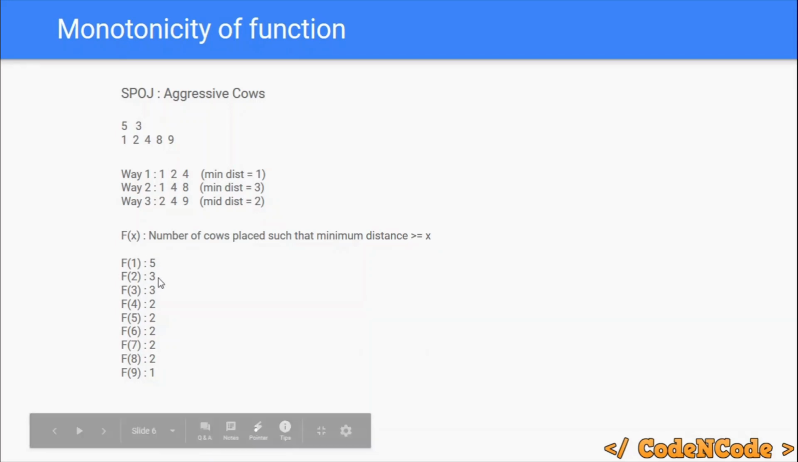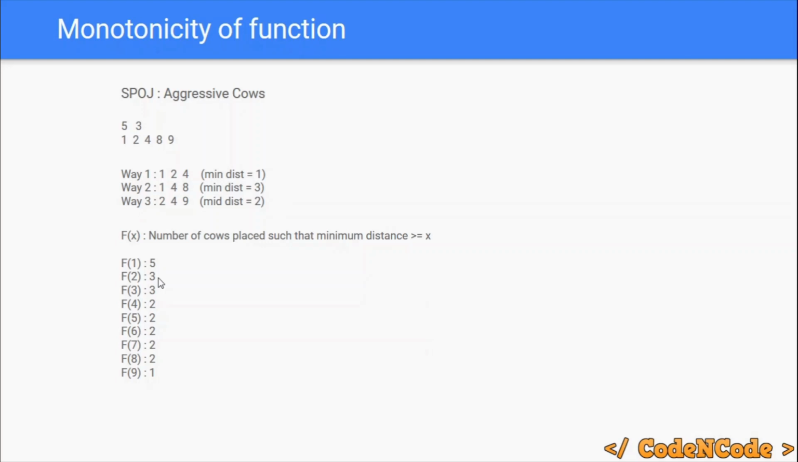Now, how do we know that this function is actually monotonic? Well, one of the properties is, if you are able to place y cows such that the distance between them is greater than or equal to x, then you will be able to place y or more cows such that the distance between them is greater than or equal to x minus 1. This property holds for this function, and hence this is a non-increasing function, which is one of the monotonic functions, and hence I can apply binary search here.